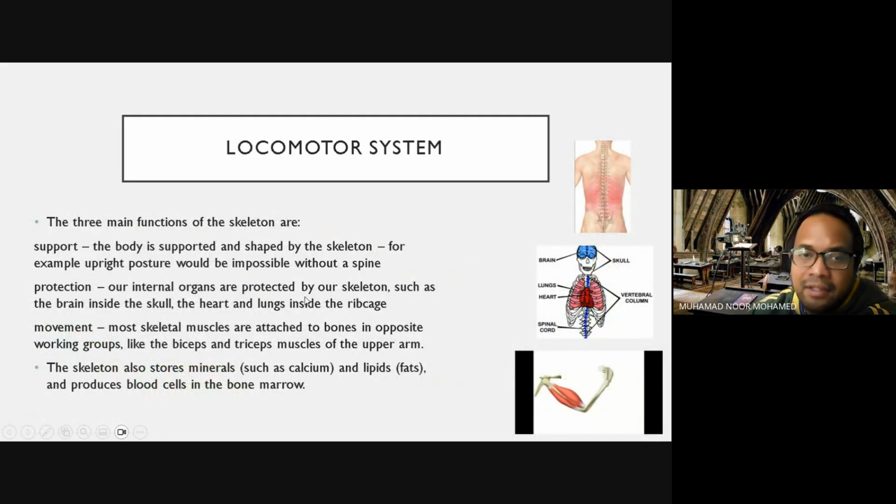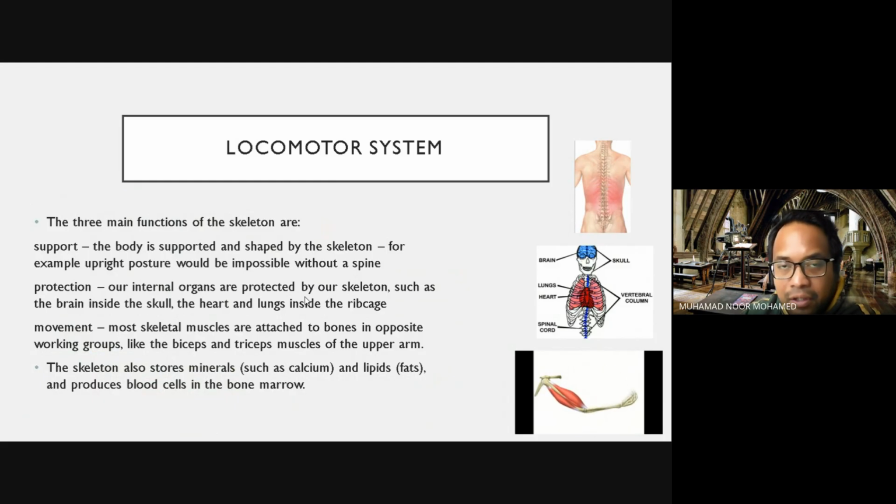Okay. And the main function of skeletal system, it has three basic main function, where the first one is to provide support. It provide support and also shape of our body. And the second one is to protect, where most of the time the cavity of our body consists of a lot of organ, and to ensure that the cavity is safe enough for the organ, we have bone surrounding it.